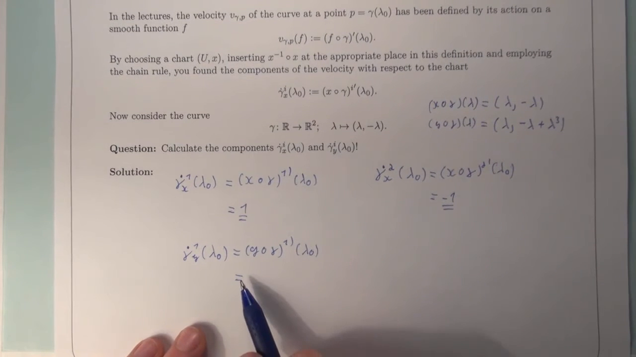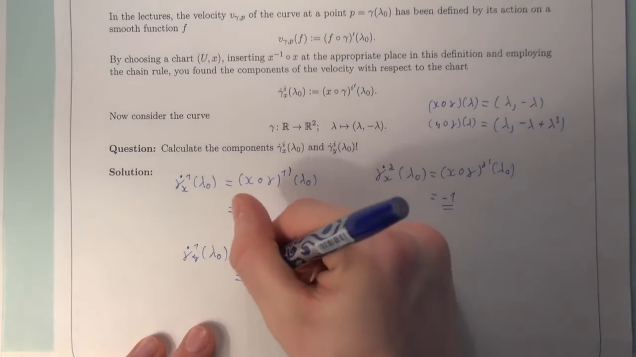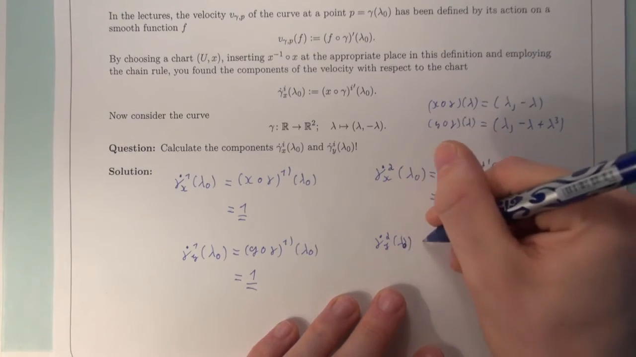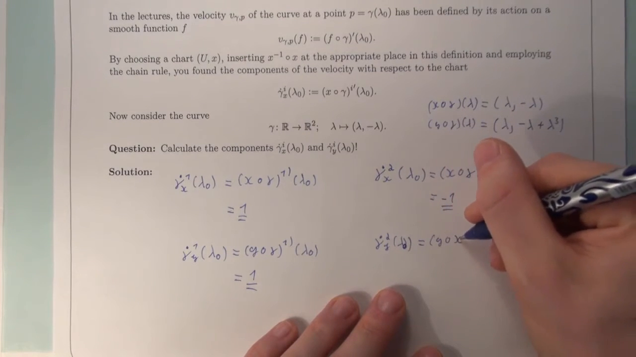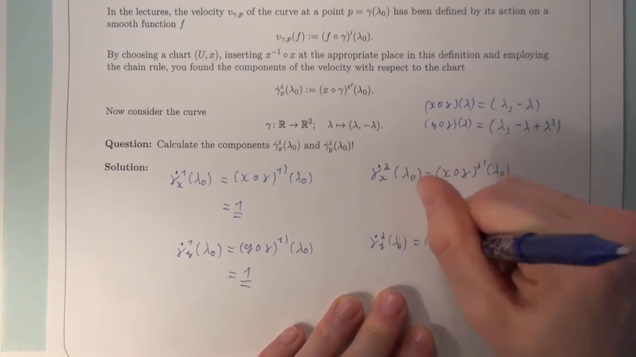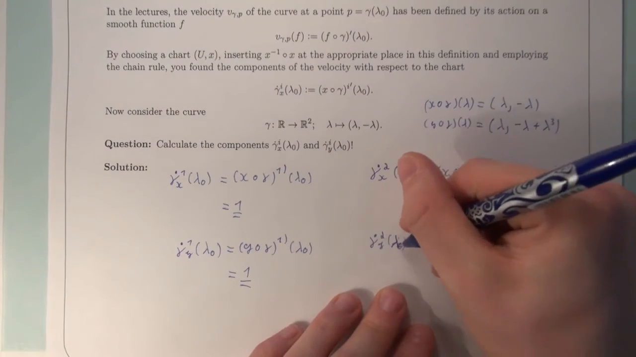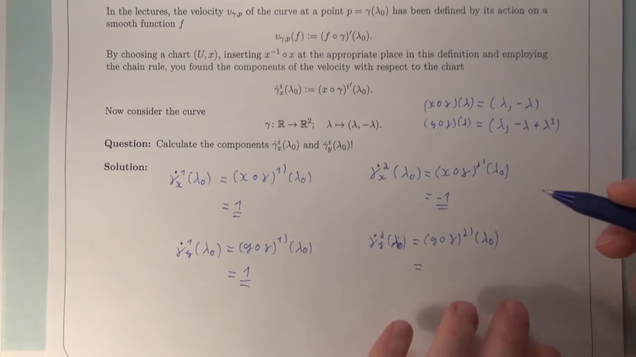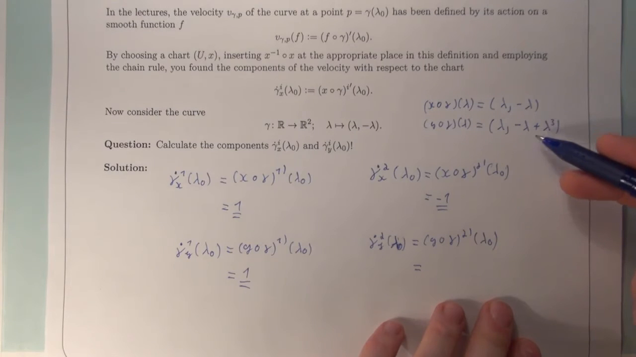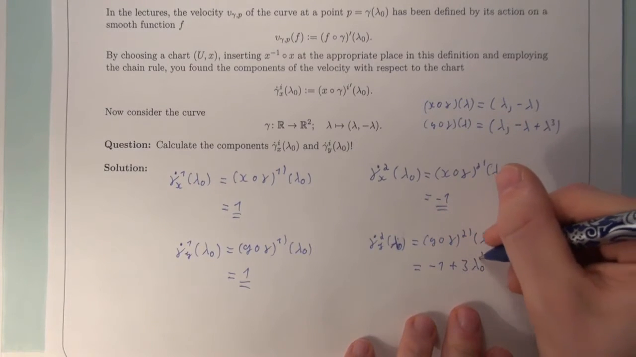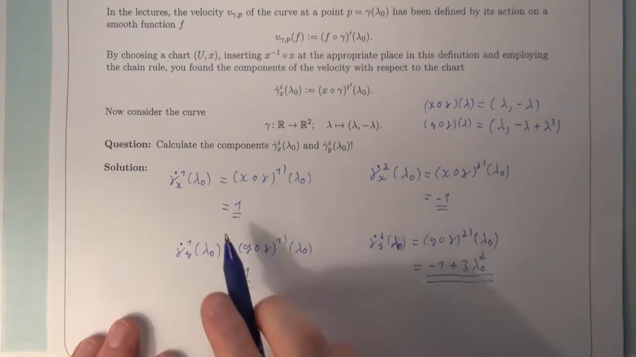And now we have to take the derivative of the first component, again just 1. For the second component, we get, oh, here it should say gamma dot y2. Now we have to differentiate this component, which gives minus 1 plus 3 times the argument squared. So minus 1 plus 3 times lambda naught squared. And we calculated all 4 components.